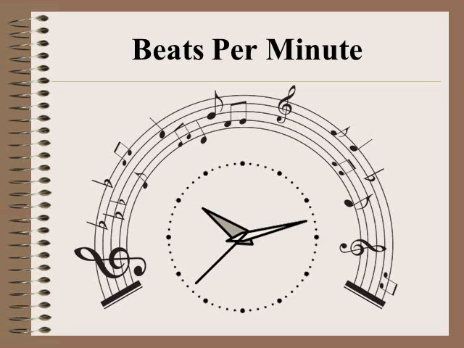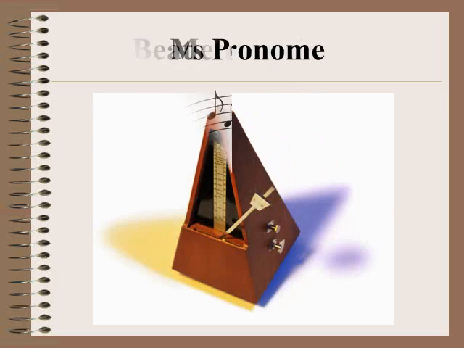How do we know how many beats there are in a tune per minute? We know by using something called a metronome. If you haven't already guessed, this is a metronome. Today there are very good electronic metronomes which can be purchased for under $30.